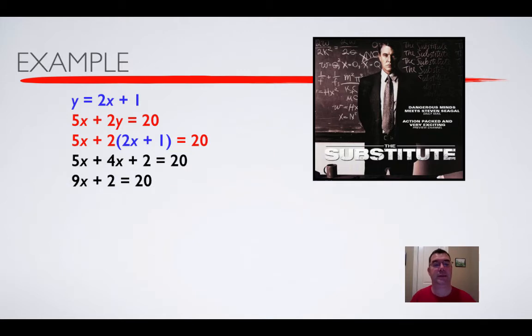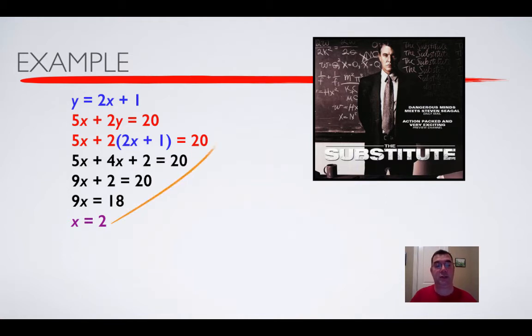Simplifying the left-hand side, those 5x's and 4x's combine to give me 9x's, plus 2 equals 20. If I subtract 2 from both sides, I get 9x equals 18, and if I divide, I get x equals 2. So I know now that x equals 2, I just need to figure out y.